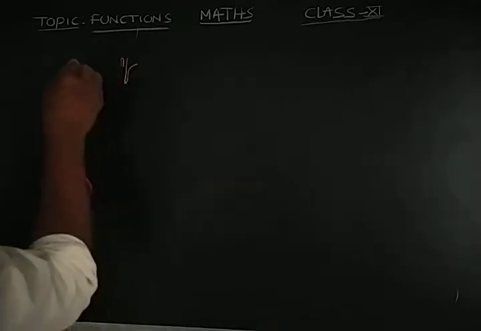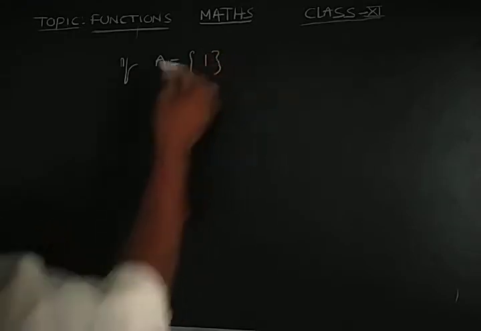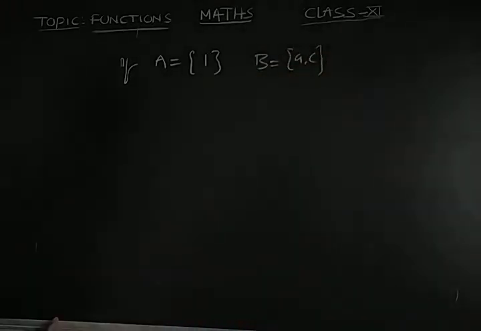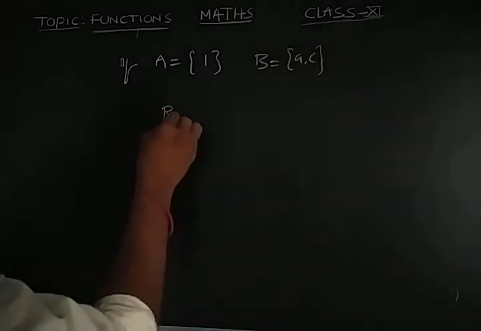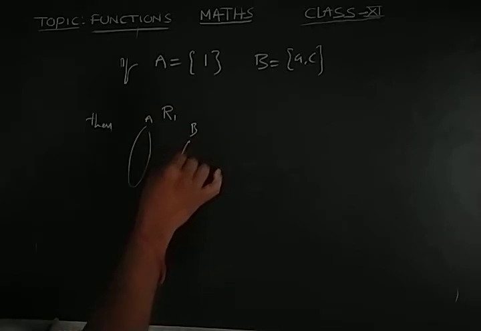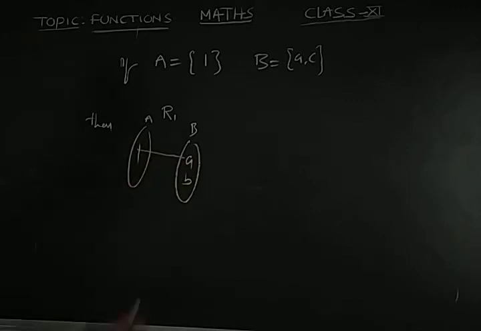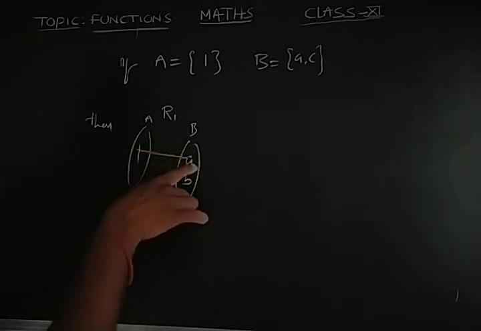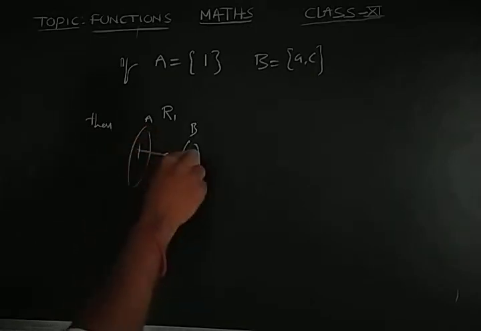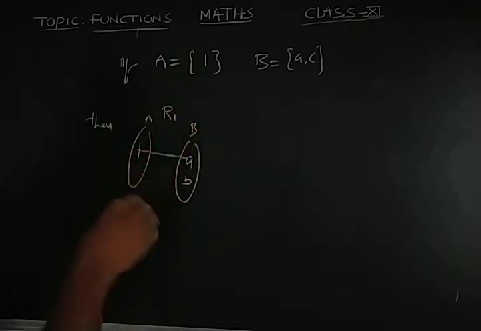If A has one element and B has two elements, how many relations are possible? Let me draw here. First, I define a relation from A to B. Here we have one element, and here we have two elements in the codomain. Is this a relation? It is one relation. I am relating 1 with A. Is this a function? Yes, it is a function. Why? Because every element of the domain has a unique image. Every element means here we have only one image. So I got one relation which is a function.